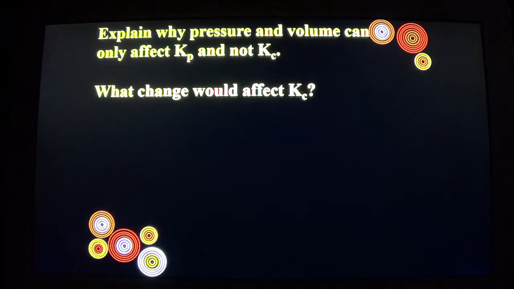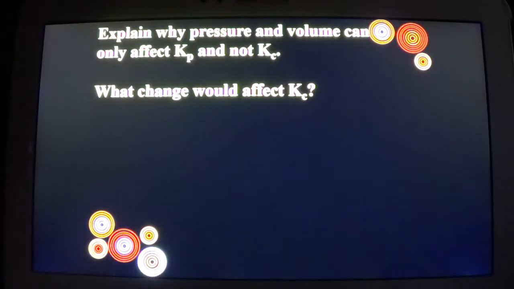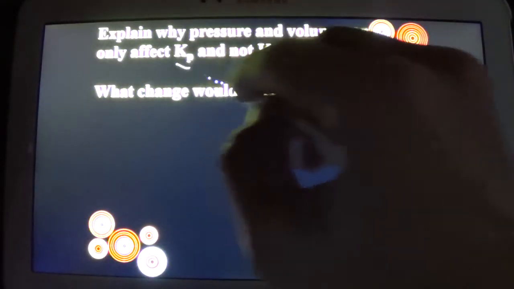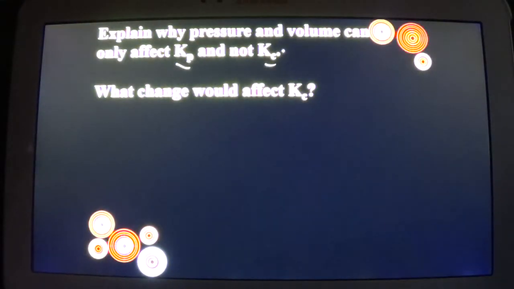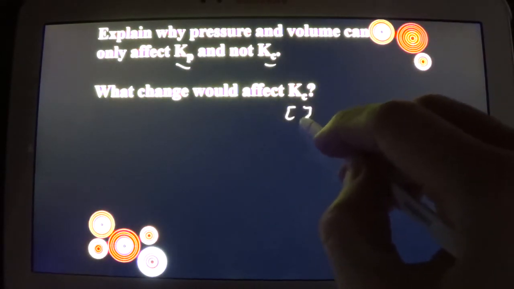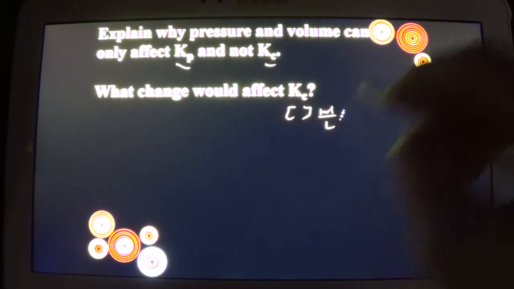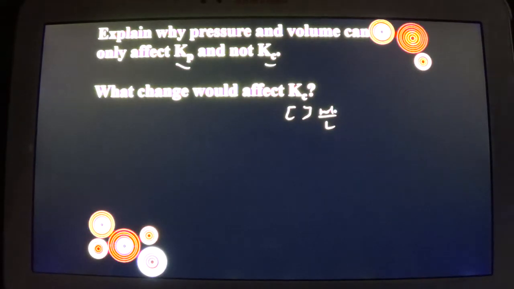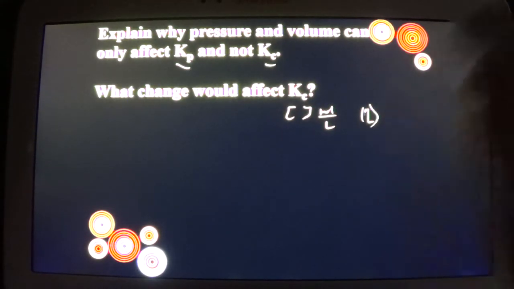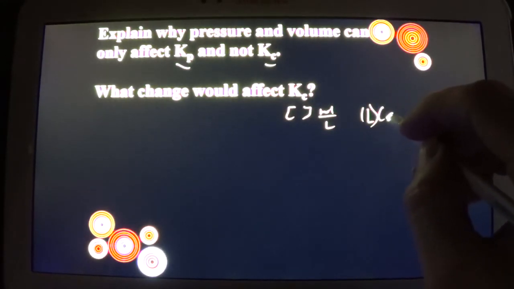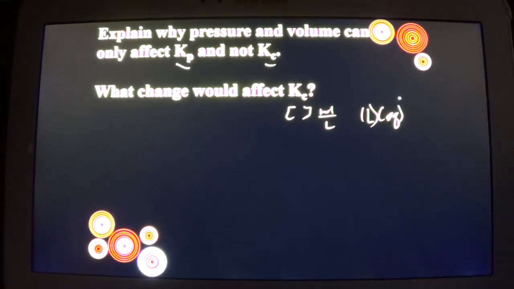Now, explain why pressure and volume can only affect Kp and not a Kc. Why can we not use Kc? Because Kc is concentration in molarity. That's moles per liter. That means something dissolved in something, something in liquid form or aqueous. And again, pressure and volumes will only affect gases. So it has to be really a Kp, or just, we'll say K in general, and that works just fine.